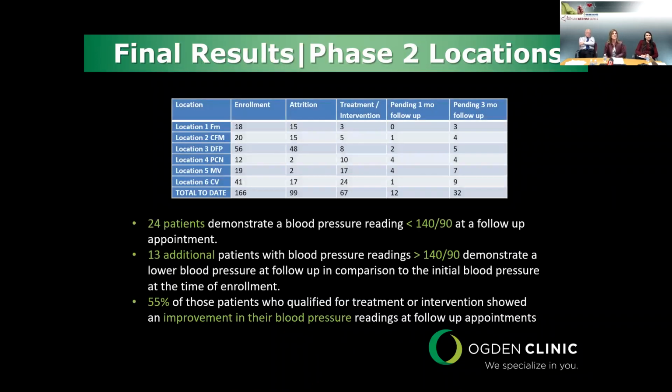For the remaining 6 locations, a total of 166 patients were enrolled in the program. 99 of those were, again, identified with white coat hypertension. Of the remaining 67, 24 patients demonstrated a blood pressure reading less than 140/90 at a follow-up appointment, and 13 additional patients, although they had blood pressures over 140/90, demonstrated lower blood pressure at the follow-up in comparison to the initial enrollment blood pressure. So there was an overall improvement of 55% in those patients who qualified for treatment.